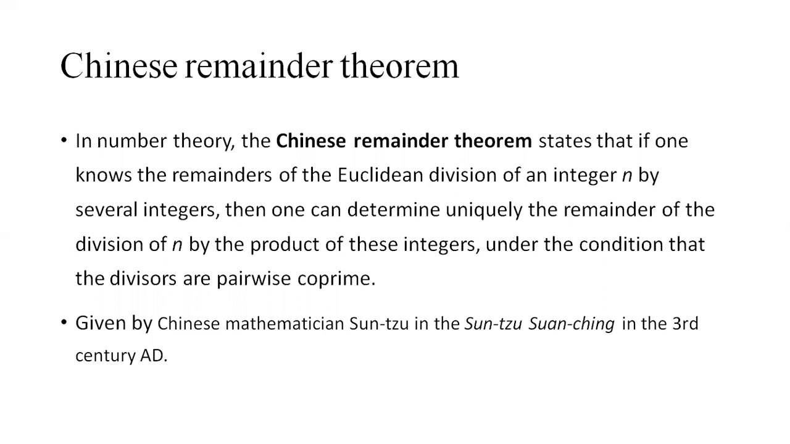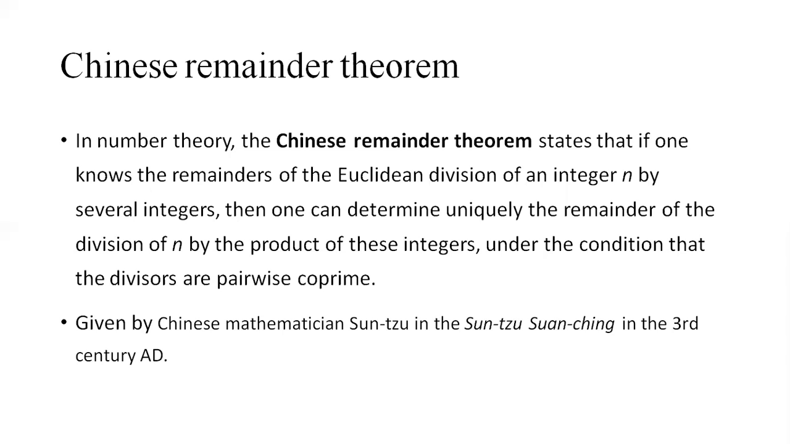We'll explain again. If n is a number, and if we know the remainder we get when n is divided by n1, the remainder we get when n is divided by n2, then by n3, etc. That means if we know the remainder of division of n by some set of integers, then we can easily determine the remainder obtained when n is divided by the product of these integers. The rule says that any two such numbers must be pairwise co-prime.